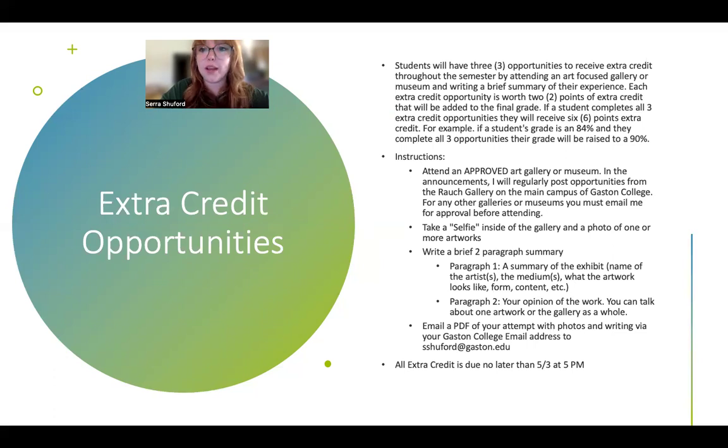If a student completes all 3 extra credit opportunities, they will receive 6 points extra credit. So for example, if a student's grade is an 84 and they complete all 3 opportunities, their grade will be raised to a 90. So that could definitely take you from one grade level to another. So B to A.